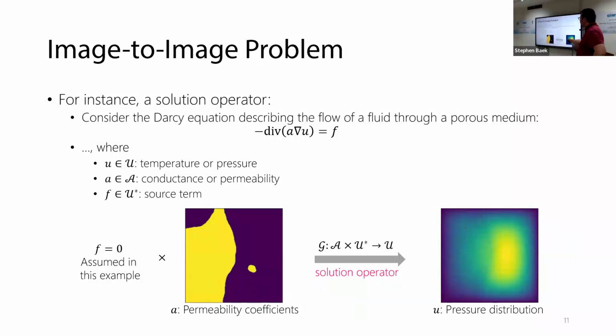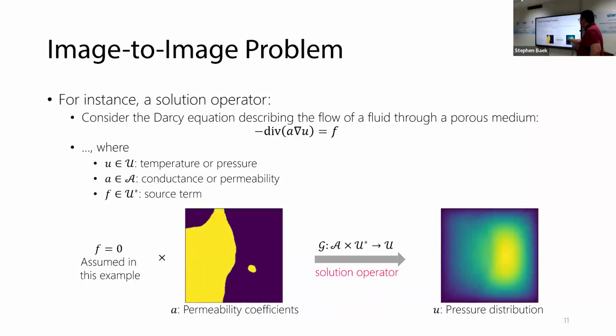And then what's interesting about this equation is that A is actually a function. Okay, A is an image. So for example, we have a permeability coefficient defined like this. We have kind of two-phase flow, right? So the yellow is where the water can flow faster, and the purple or the navy is where the water flows slower, right? And we have a binary phase permeability defined like that.